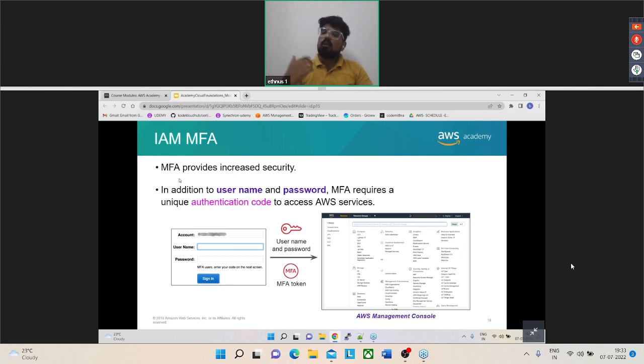Since they have given a token to you, that token is sent to your ID. That means they know that an authenticated person is going to access their environment. That's why if nobody has that token, he or she won't be able to access. If you lose that hardware token, you need to request another one, because without it you won't be able to access that client environment. Okay guys, now you understood what IAM-MFA is.